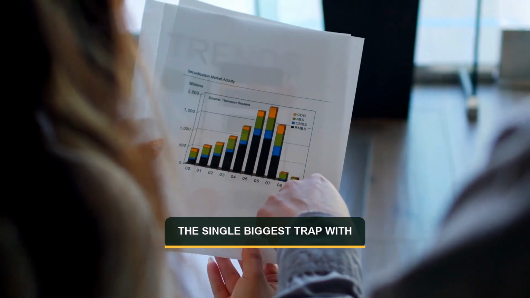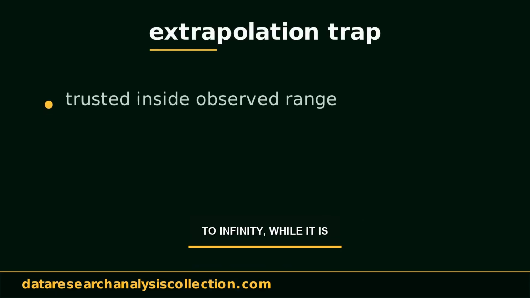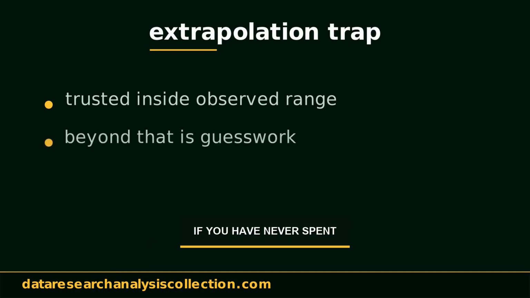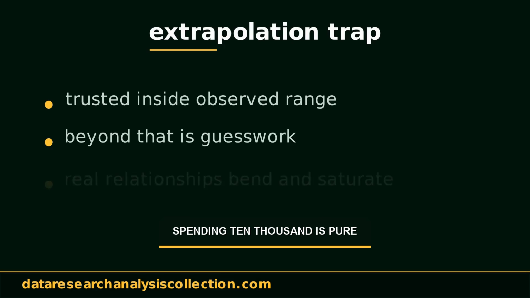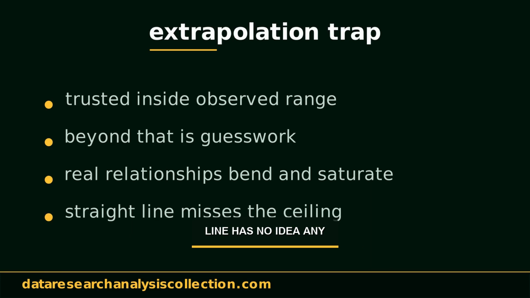The single biggest trap with regression is that the line will happily draw itself out to infinity, while it is only trustworthy across the range of inputs you actually observed. If you have never spent more than $1,000 in a month, then the line's confident guess about spending 10,000 is pure fiction dressed up as arithmetic. Real relationships bend, they saturate, they hit a ceiling and break, and a straight line has no idea any of that is coming. Stay inside the range you have really lived in.